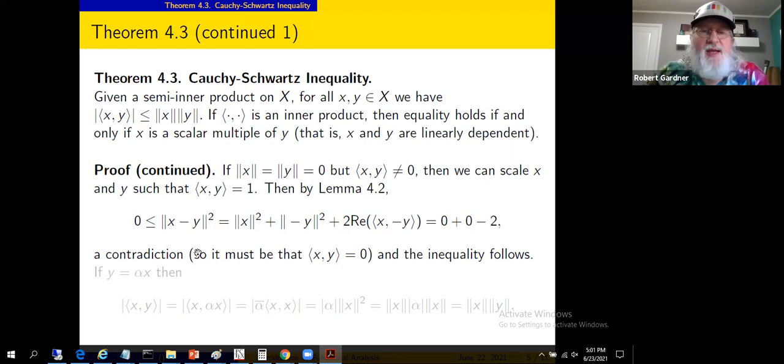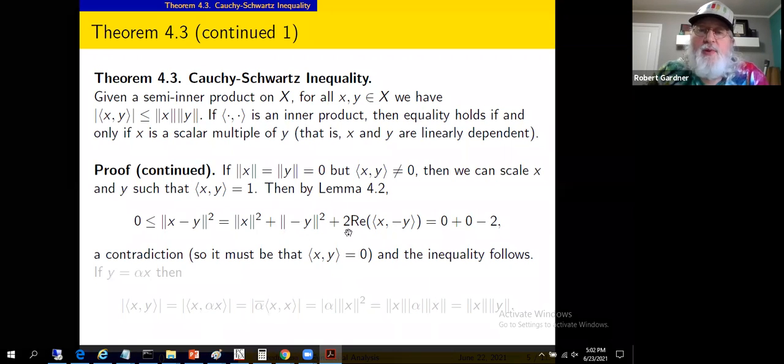Lemma 4.2, the basic identity, then tells us the semi-norm of x minus y squared equals the semi-norm of x squared plus the semi-norm of negative y squared plus twice the real part of this inner product. Same thing we had on the previous slide, but this time we have the semi-norm of x equal to 0 and the semi-norm of y equal to 0. So both of these are 0.